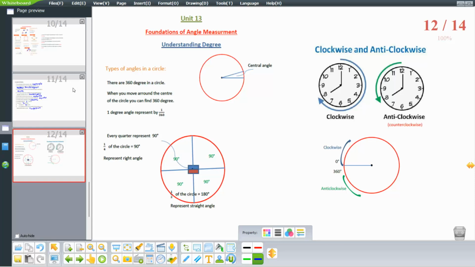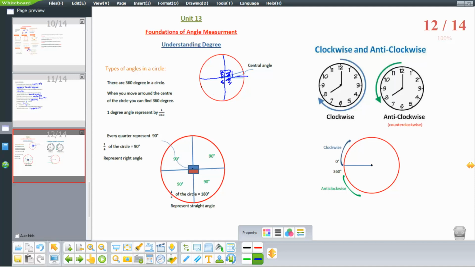Okay, here we have unit 13, foundation of angle measurement. First we have to understand the meaning of degree. If I have a circle and I want to divide it into 4 equal parts, we make 4 right angles.